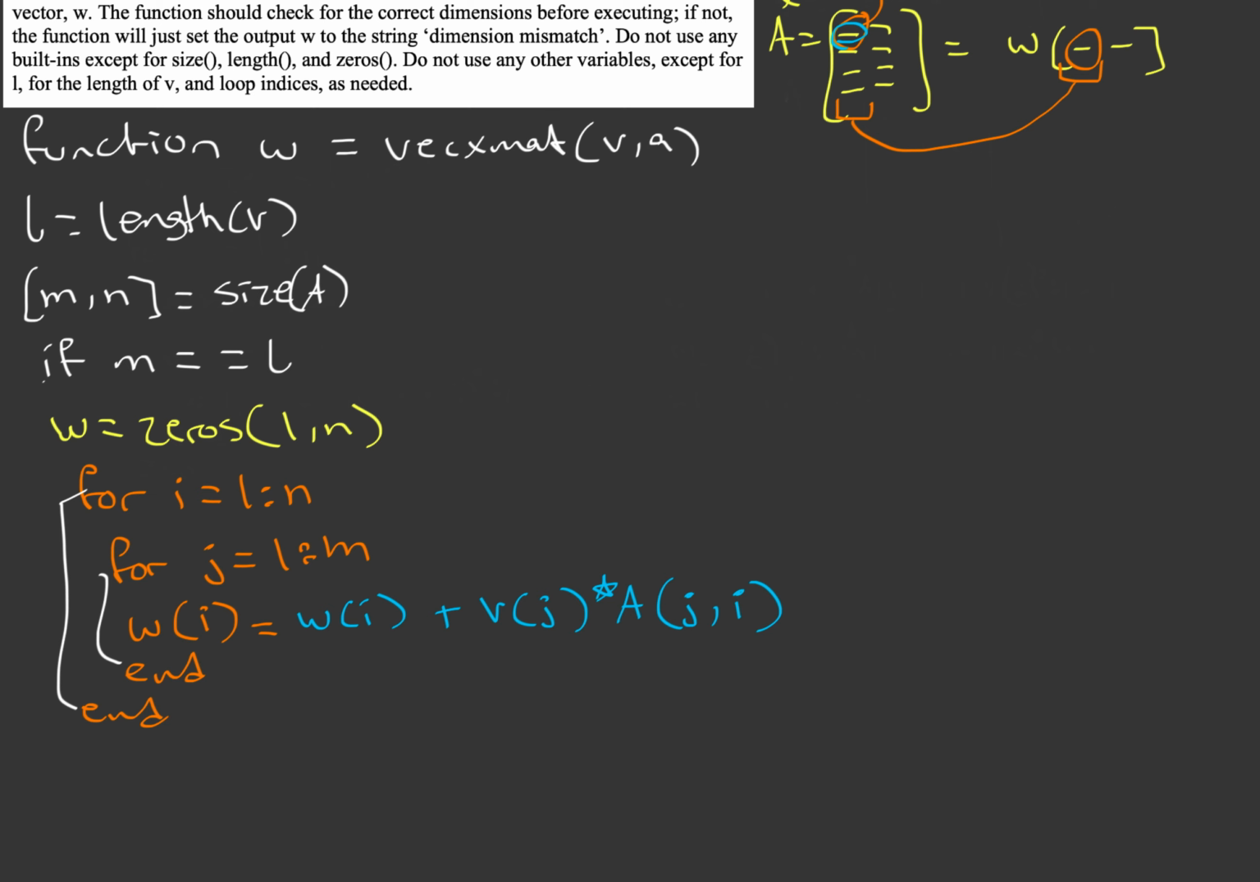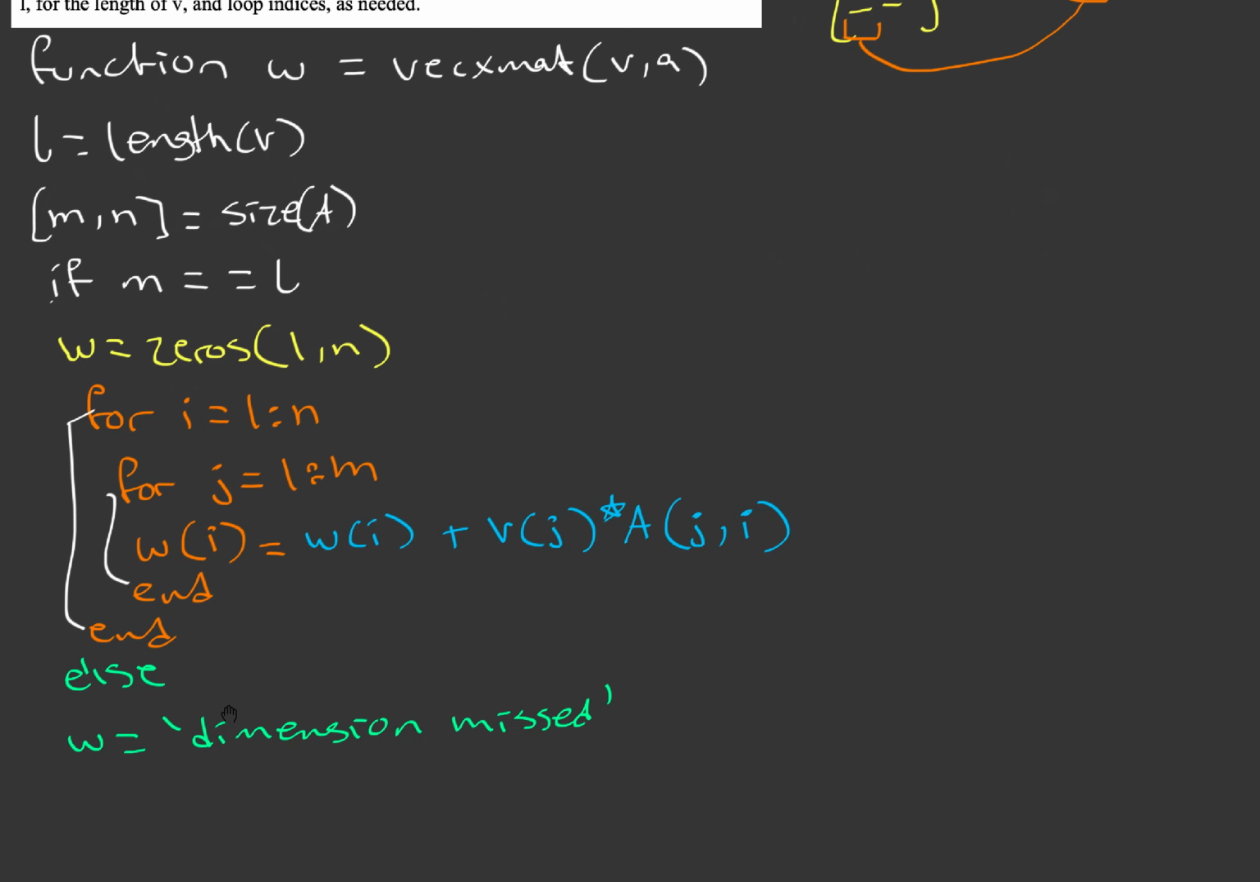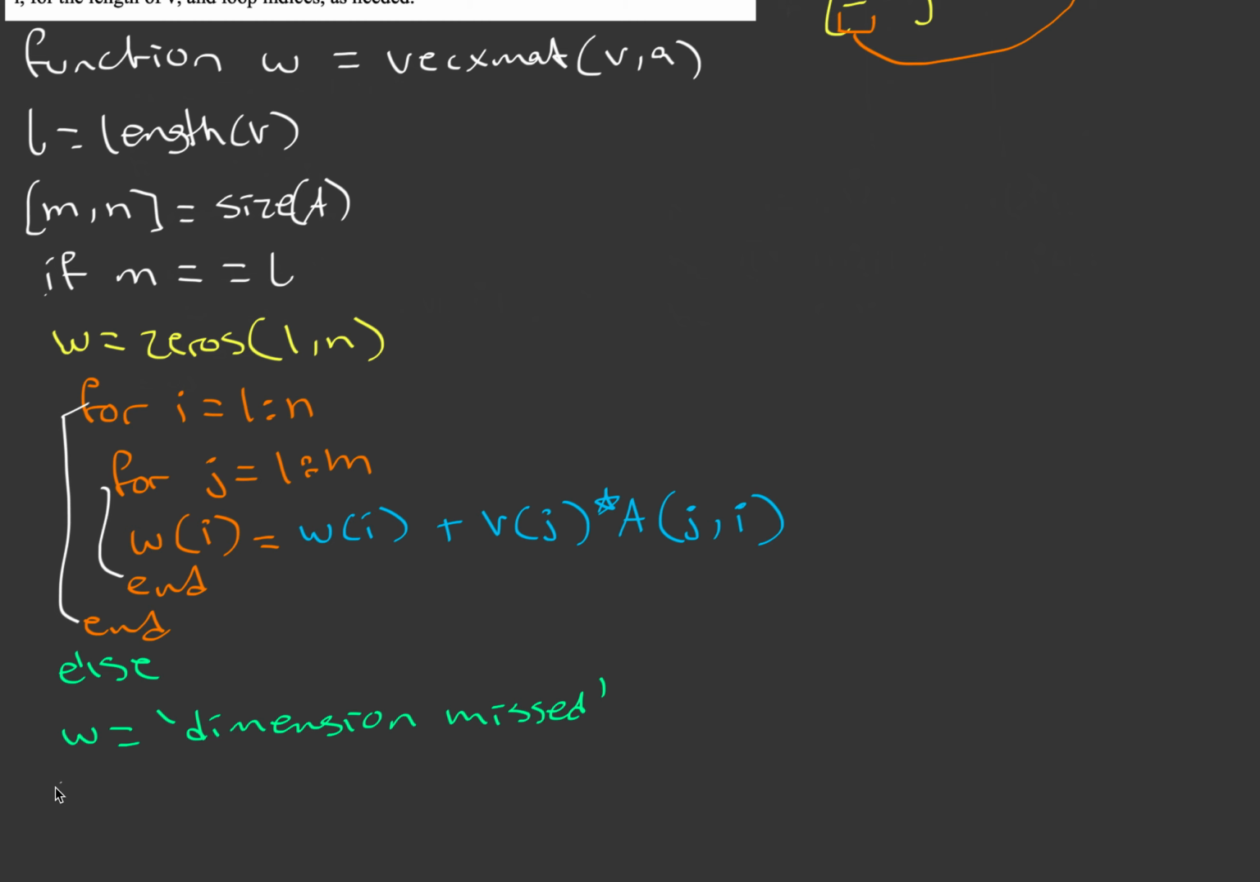So if the dimensions don't match, we can just say else, and we're going to say w is equal to, and then our string dimension mismatch. So I'm just going to write dimension missed, just to make it faster. And then we're going to end our if statement, then end our function.